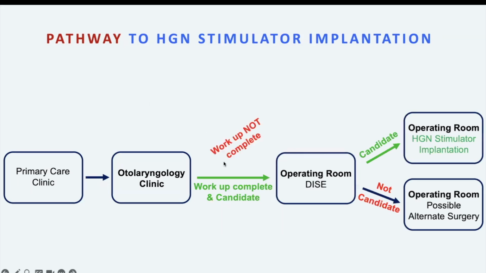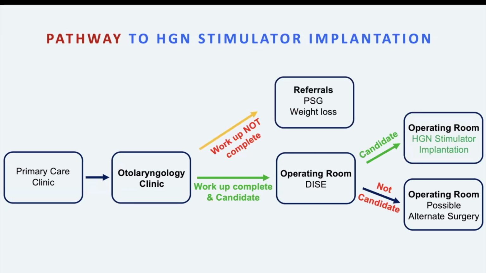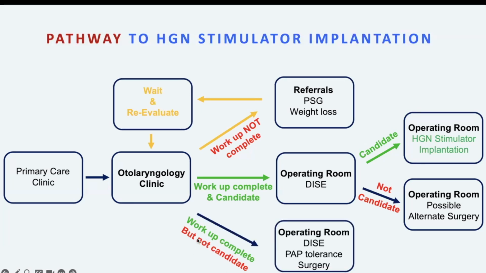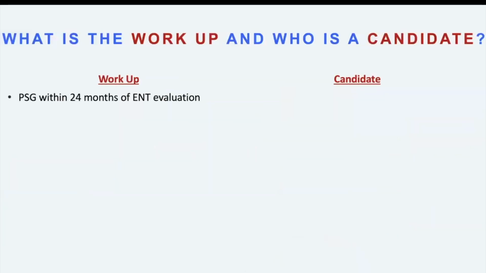However, if the workup is not complete, then they fall into this other branch of the pathway, which includes referrals for PSG or weight loss if they don't meet the minimum criteria by BMI, and then you wait, you reevaluate, and the patient then sees either the otolaryngology clinic or their primary care. If the workup is complete, but the patient is generally not a candidate, the operating surgeon may opt to further evaluate for additional or alternative airway surgery such as septoplasty, which will help improve PAP tolerance, or palatoplasty as another example.